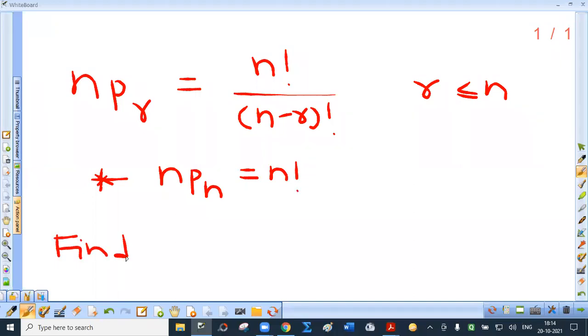And then tell me the value of 10P4, 11P3, 73P2. Tell me these three values.